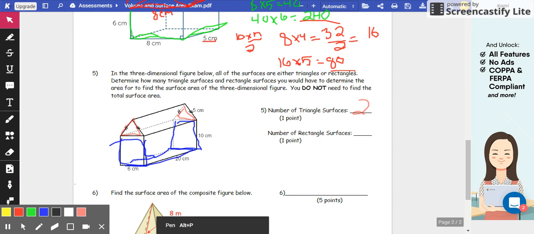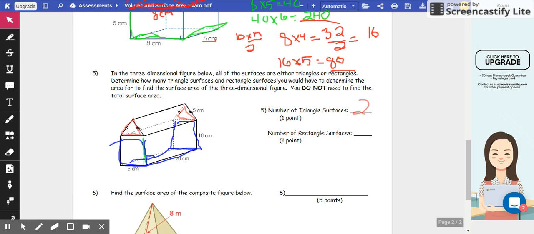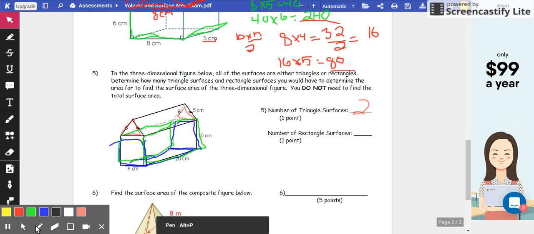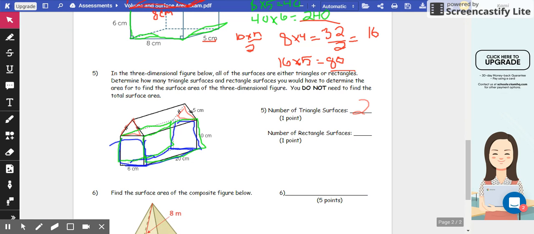Use a different color. So I'm already on 3. This side is 4, but remember we have that same side opposite. So back here that would be our 5th side. And then in another color, I'm going to highlight the roof. So then I have the back of my roof over here, which is then 6. And then the front right here, which is 7. So there's a total of 7 rectangles.